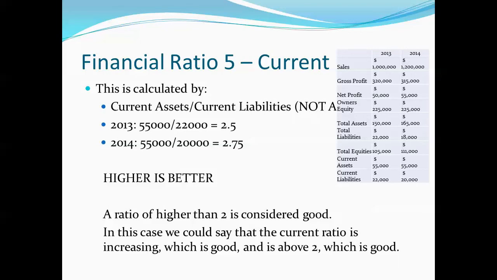Now, these are the assets and liabilities. Remembering, assets are the things that a business owns. Liabilities are the things the business owes. These now, for current, means short-term, things that are immediately available or have to be paid quickly. So in this case, you're just taking those current ones to see if you've got enough assets to pay your liabilities. And in this case, it's 2.5 and 2.75. A ratio of higher than 2 is considered good. So in this case, we would say that the ratio is increasing. That's a good thing, and it's higher than 2.